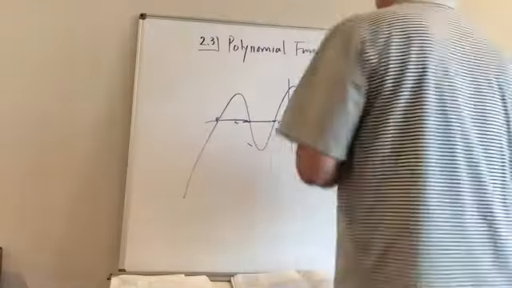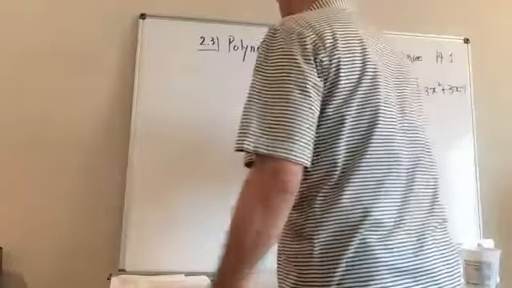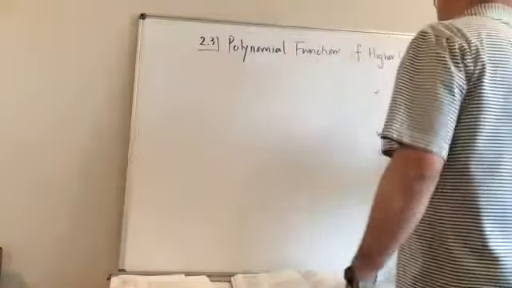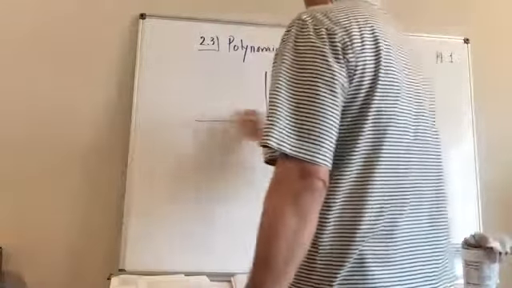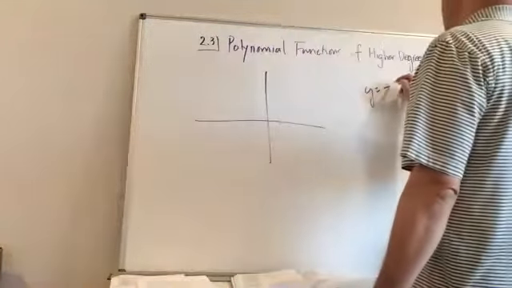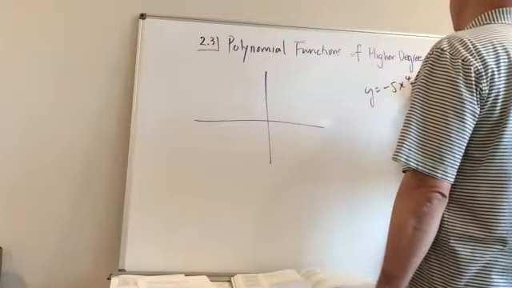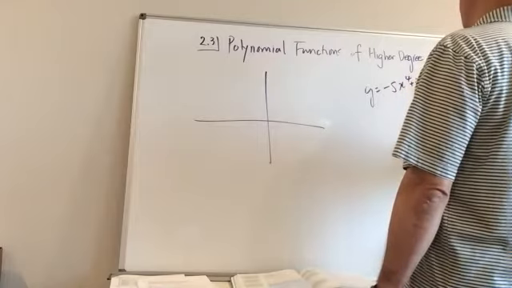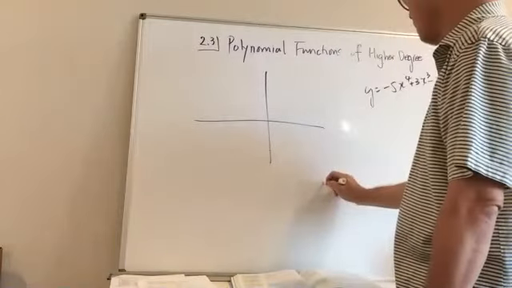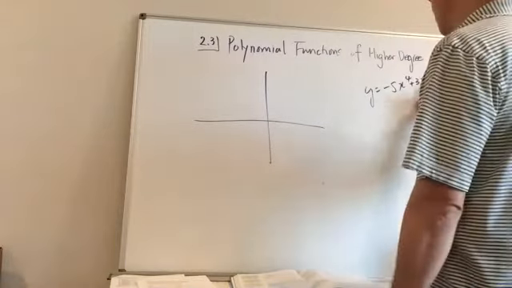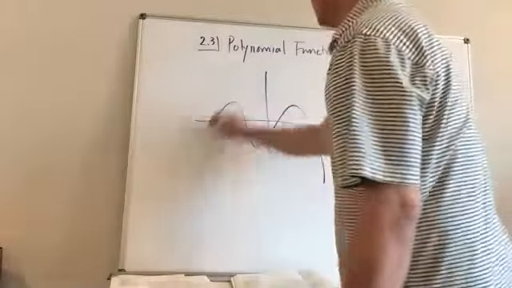Now, this is when it's positive. When it's negative, obviously, I'm going to have to flip that over. If y is equal to negative, I don't know, 5x to the fourth plus 3x to the third minus x plus 1, it's negative, so I'm going to start here. This is an even function, so I'm going to end up over here, like that.